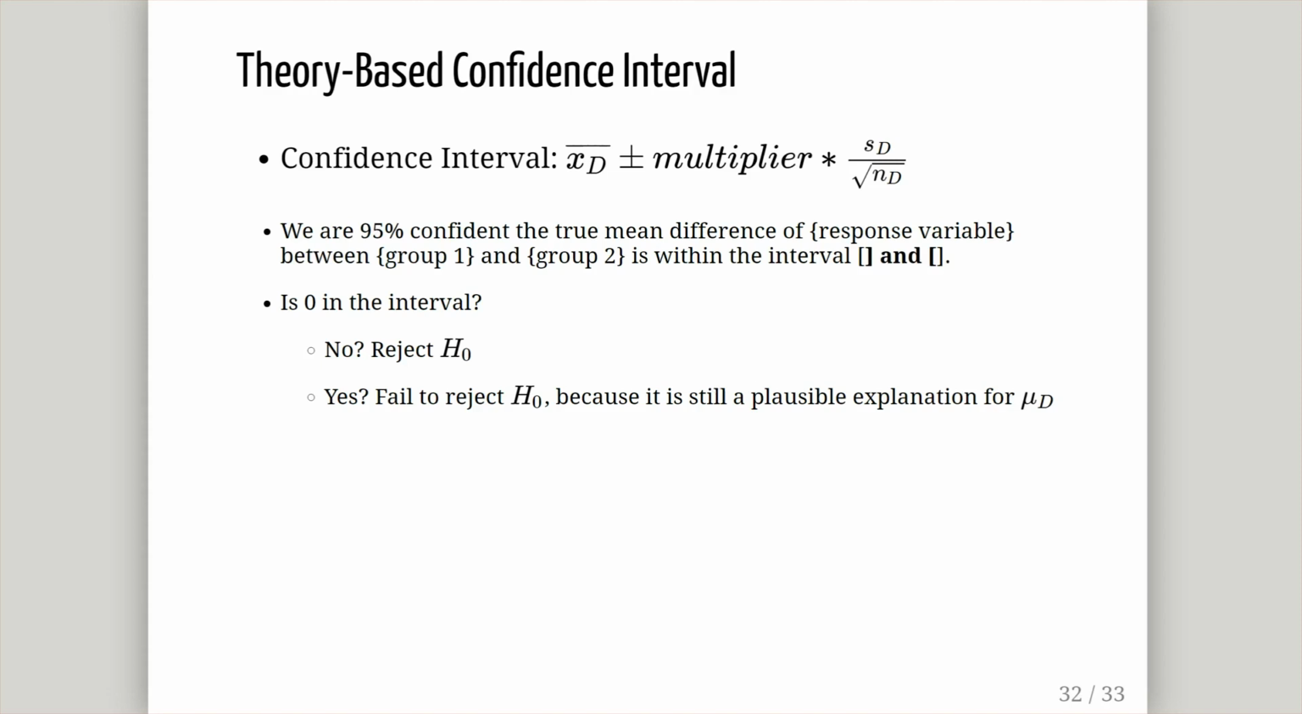Second thing you'll do when you interpret intervals, you'll say, is 0 in my confidence interval? If it's not in your confidence interval, 0 is not a believable value. What will you do? You'll reject the null hypothesis and conclude that the alternative hypothesis is true. If 0 is actually in the interval, yes, you're going to say 0 is a believable value for the parameter. Therefore, you will fail to reject the null hypothesis because it is still a plausible explanation for your parameter.